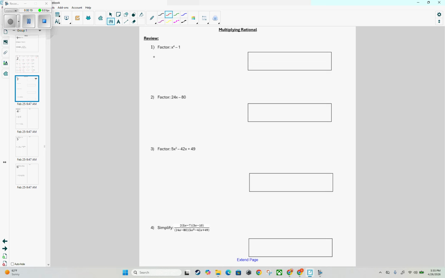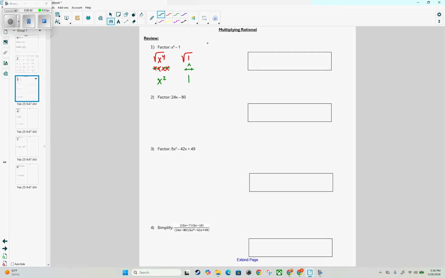I'm going to try to square root the first term and the last term. X to the fourth just means I have 4 x's, and this square roots evenly. I can take out 2 pairs, so it turns into x squared. And I can square root 1, which is 1 times 1, a pair of 1s. So those are going to be my terms.